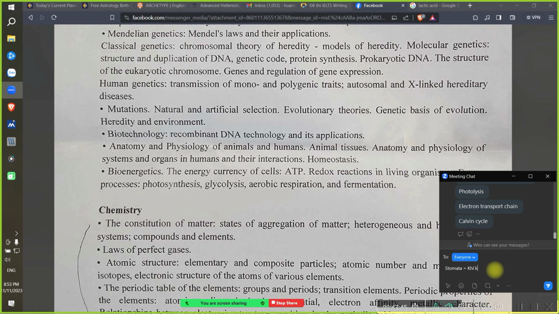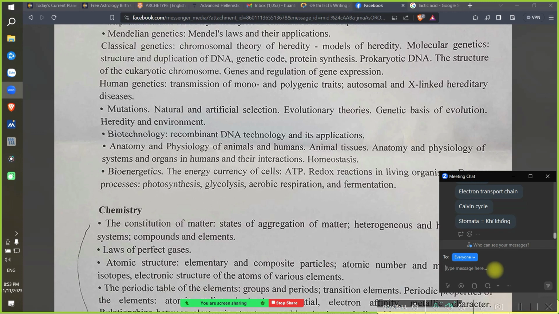Stomata, khí khổng. Nó là cái lỗ trên mặt lá để cho hơi nước bốc hơi nha. It's a hole on the leaf so that water can evaporate through. Okay. Yeah. And oxygen leaves the plants through those same openings also, those stomata.